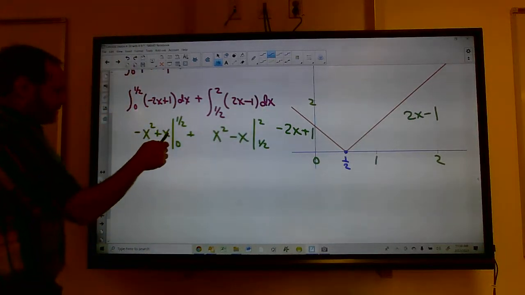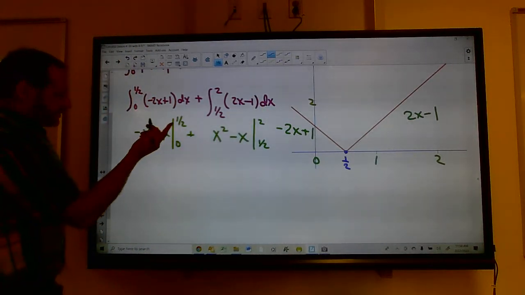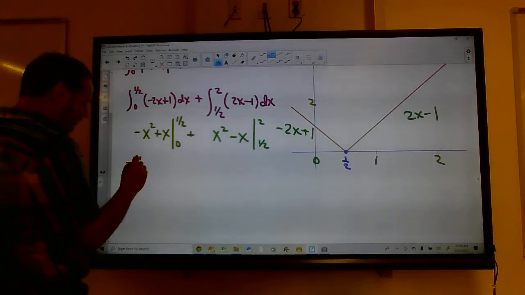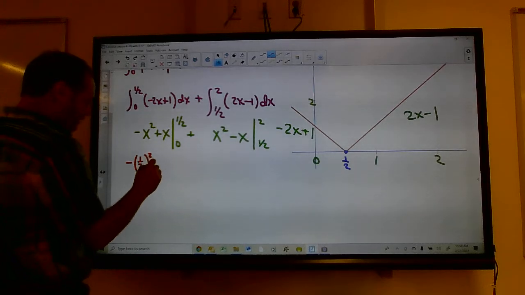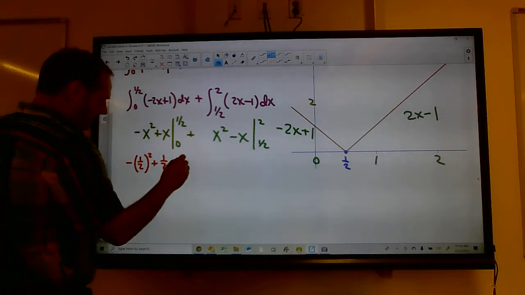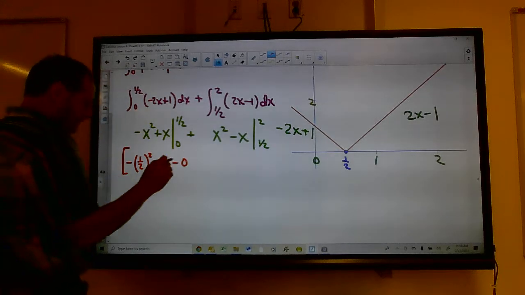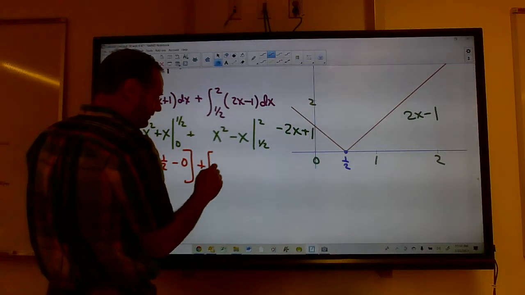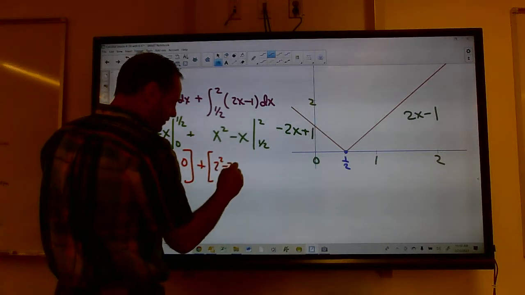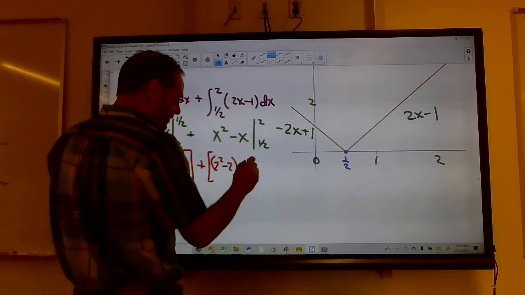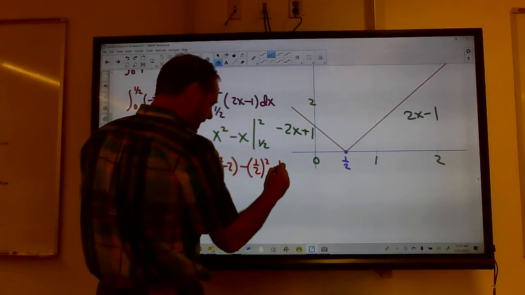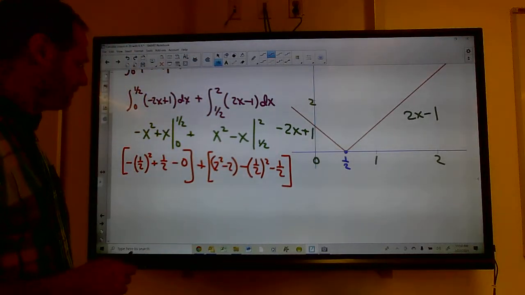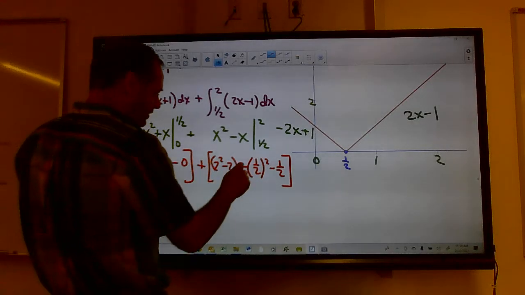Go ahead and plug in the 1/2. I don't have to do the 0, because if I plug it in there, it's just going to be 0. So this is going to be negative 1/2 squared plus 1/2 minus 0. Plus, now this one's going to be a little different. This is going to be 2 squared minus 2, minus 1/2 squared minus 1/2. And it's minus all that.